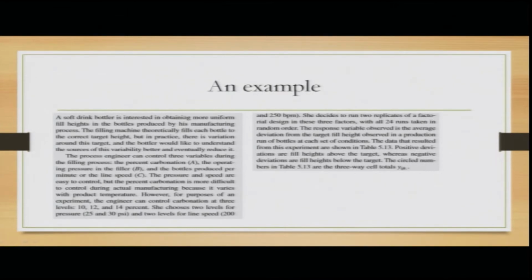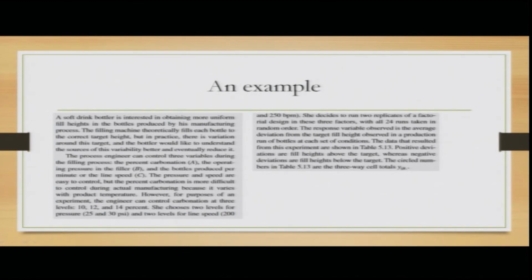However, for the purpose of an experiment, the engineer can control carbonation at 3 levels: 10, 12, and 14%. She chooses 2 levels of pressure, 25 and 30 psi (pounds per square inch), and 2 levels of line speed, 200 and 250. She decides to run 2 replicates of a factorial design in these factors, with all 24 runs taken in random order.